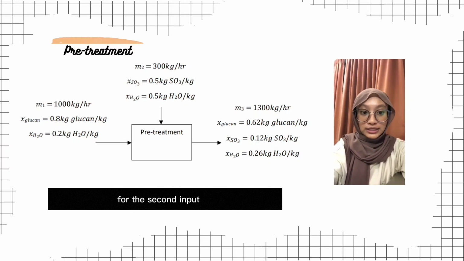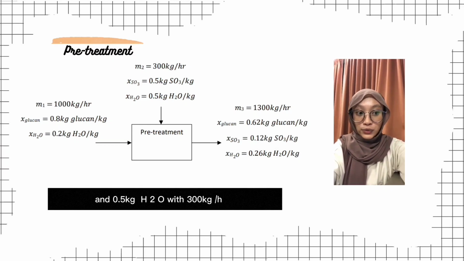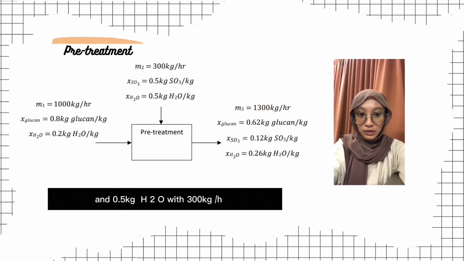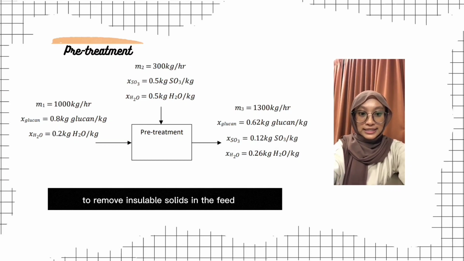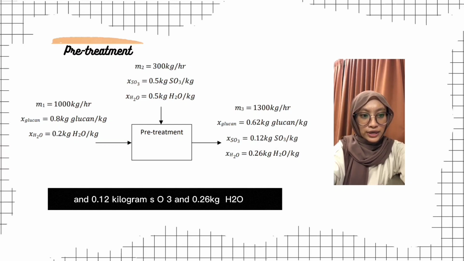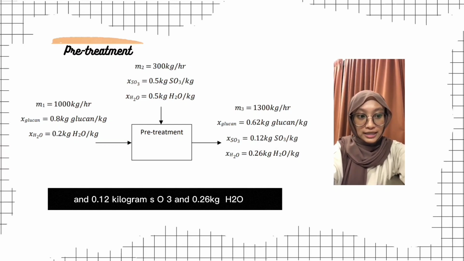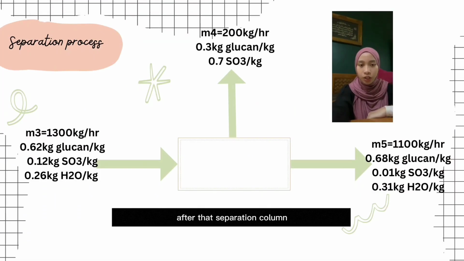The second input contains H2SO4, with 0.5 kg of SO3 and 0.5 kg H2O at a rate of 300 kg per hour. After that, it is followed by a solid-liquid separator to remove insoluble solids in the feed, to produce the output that contains 0.62 kg glucan, 0.12 kg SO3 and 0.26 kg H2O at a rate of 1300 kg per hour. After that, the separation column.